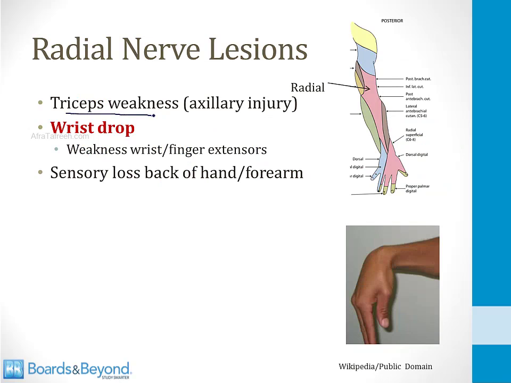This especially happens when the injury to the radial nerve is high up in the axillary area. Remember that the triceps extends at the elbow, so this is going to present as difficulty extending at the elbow. And then, as I told you on the last slide, wrist drop is a classic finding in a radial nerve lesion that's shown on the screen here. That's because of weakness of the wrist and finger extensors. And then finally, in a radial nerve lesion, you can see sensory loss to the back of the hand and forearm. The areas shown in red in this picture at the top right side of the screen here are all innervated by the radial nerve.